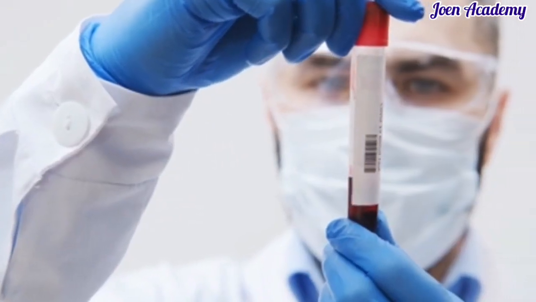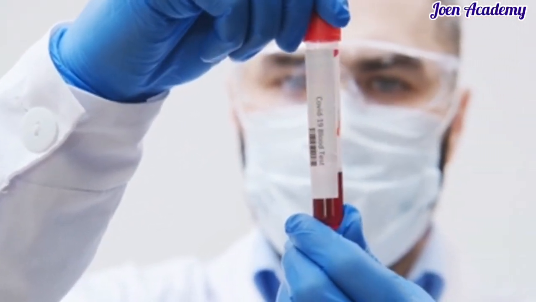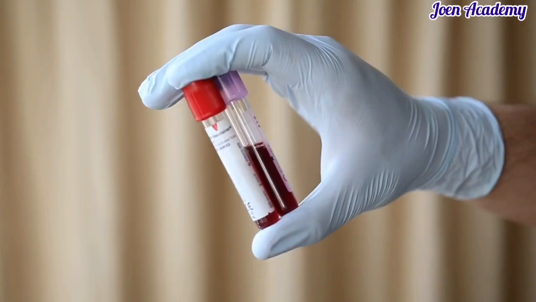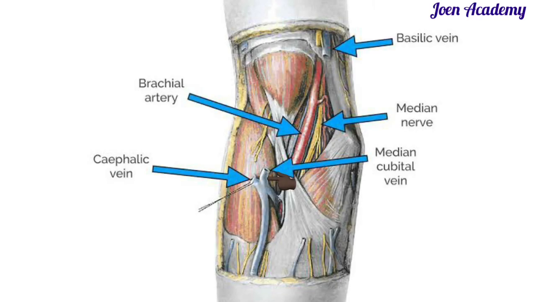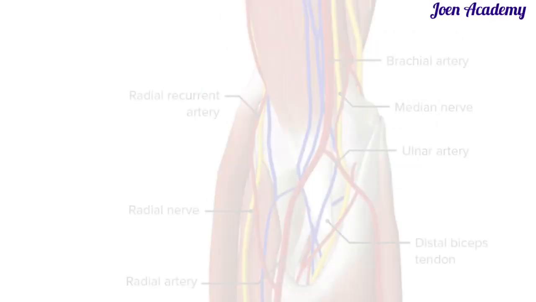Many diagnoses carried out in medical lab practices are done majorly using blood samples. This blood sample can be collected venously through the median cubital vein. The median cubital vein is one of the important contents of an important anatomical area known as the cubital fossa.